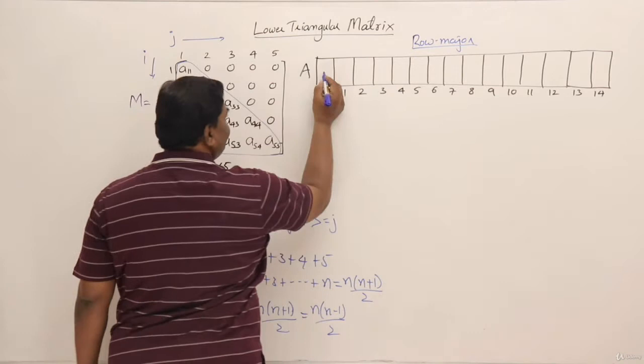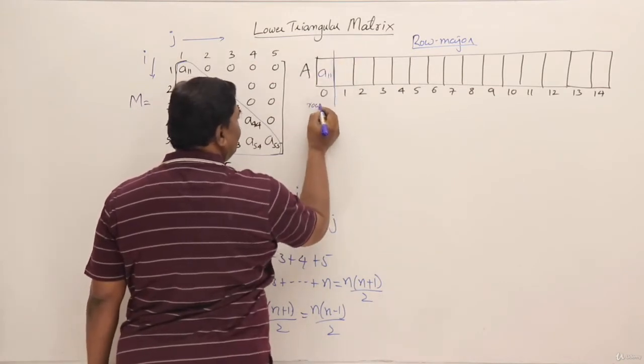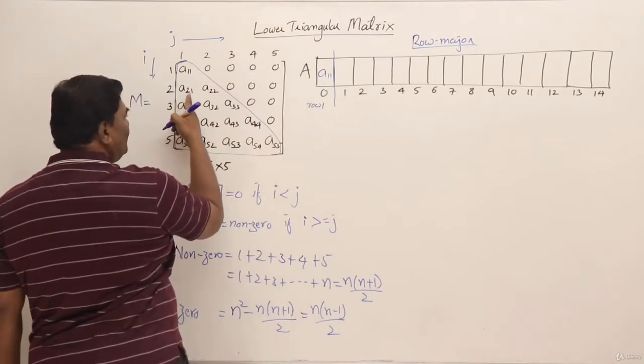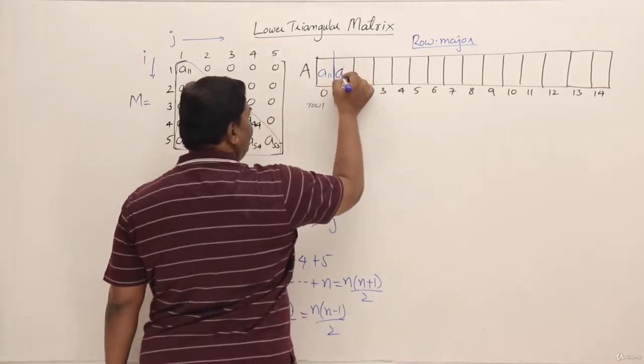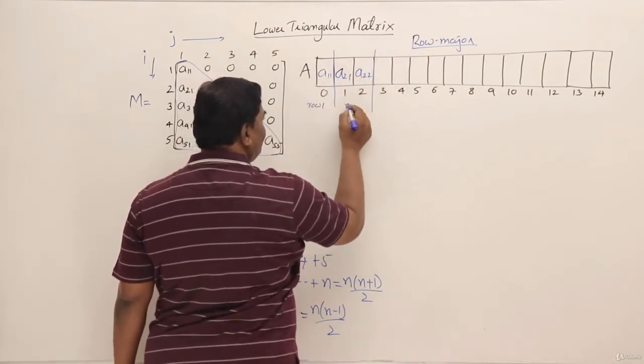First element, this is A11. So this is row 1. Then row 2, that is A21 and A22. So this is row 2.